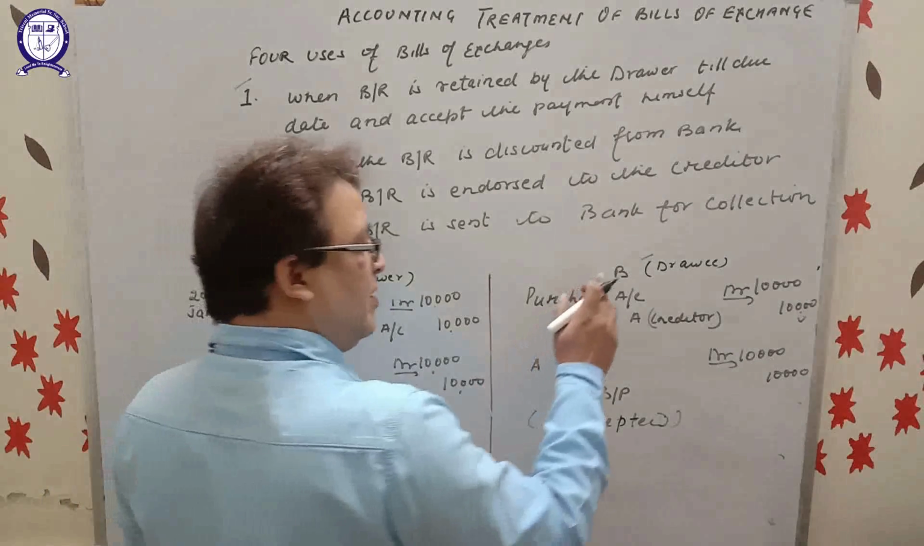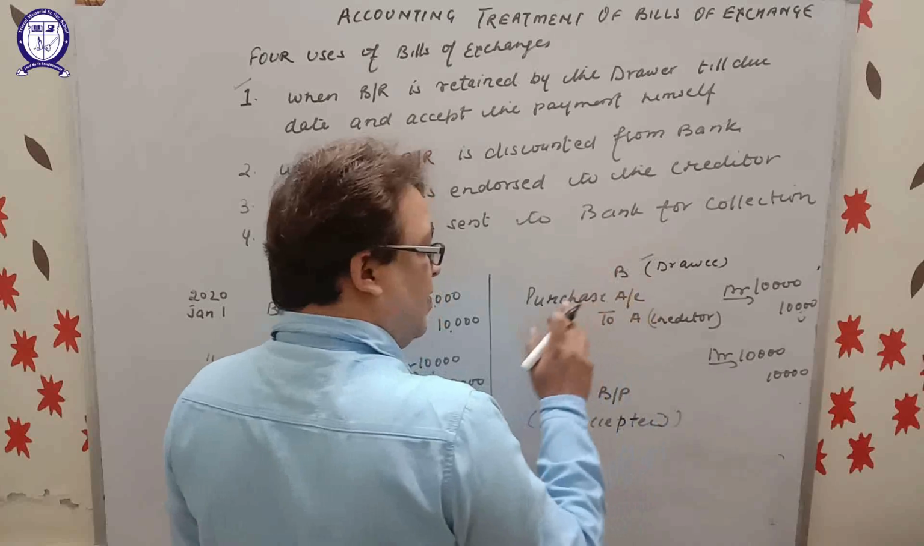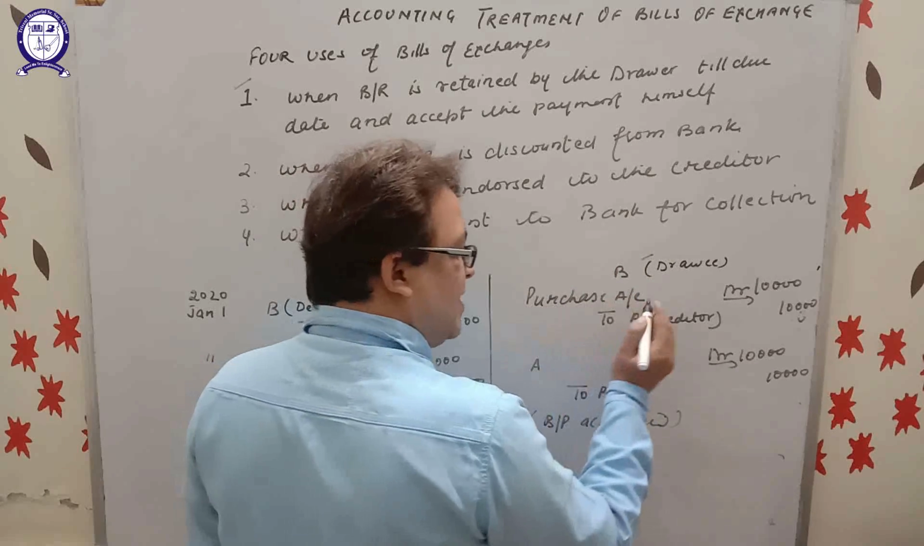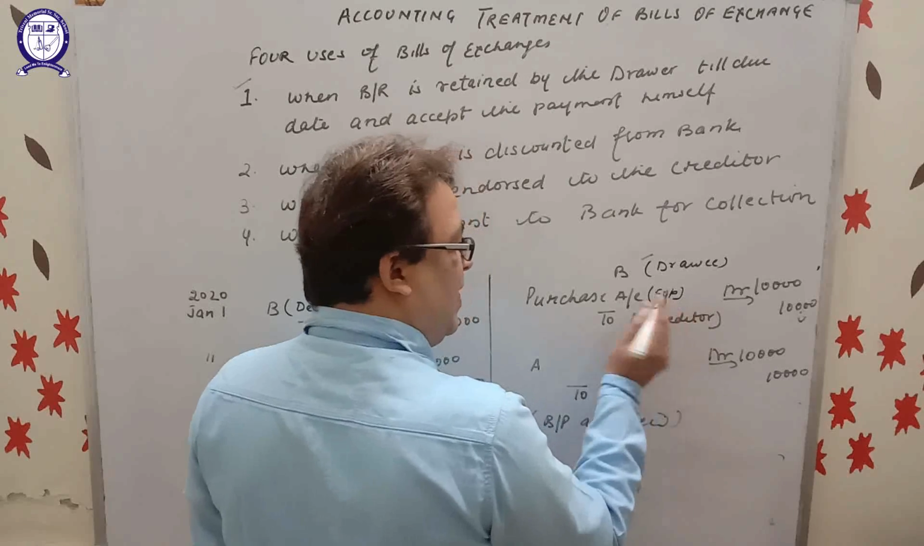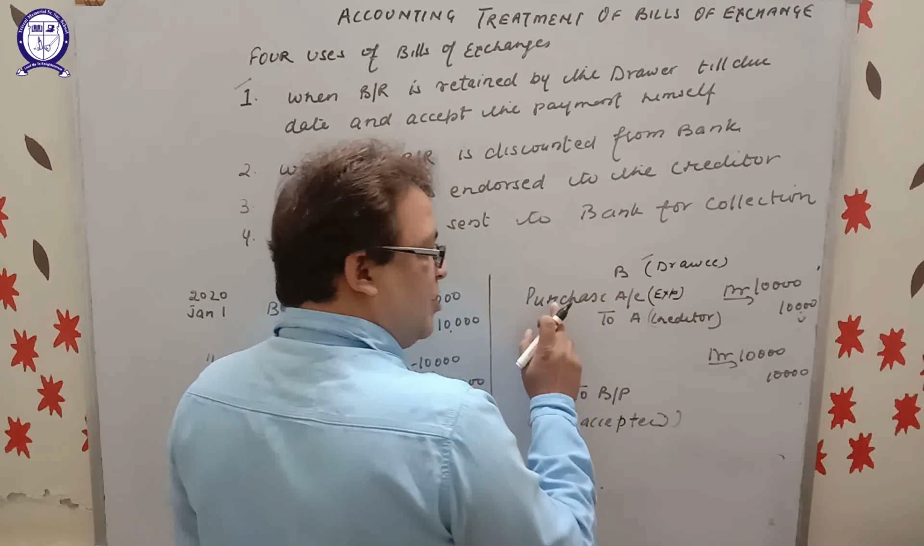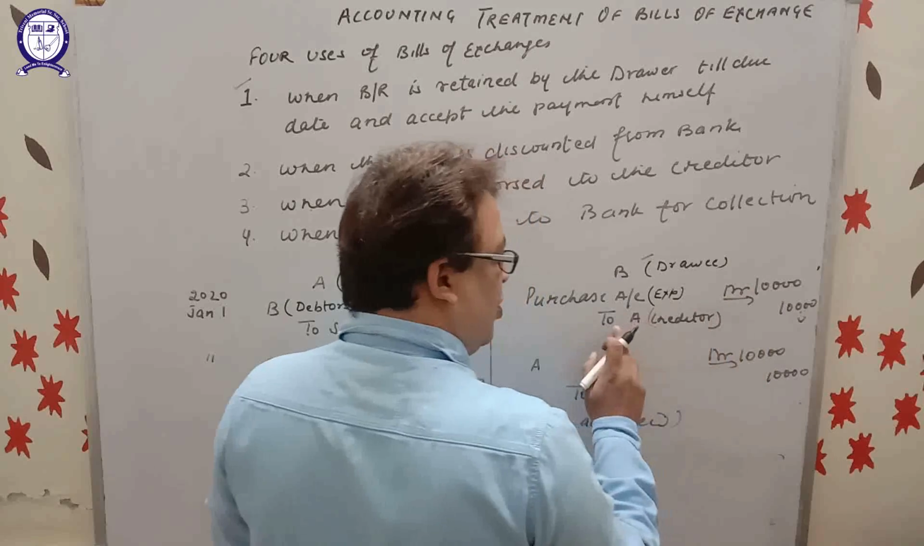On the other hand, in the books of B, purchase account is debited. Purchase is an expense. That's why it is debited here. For B, it is purchases. So purchases account debit to A.